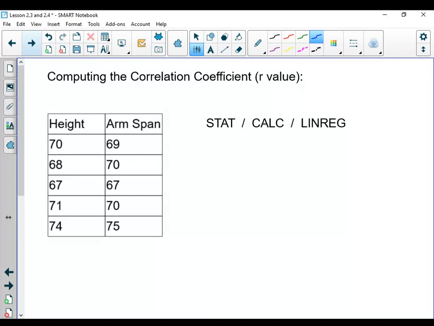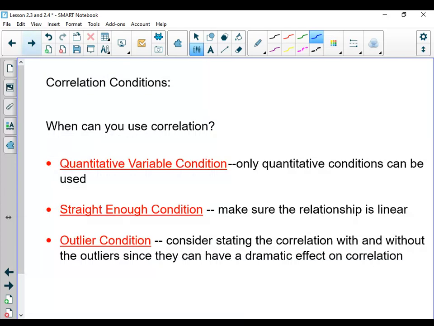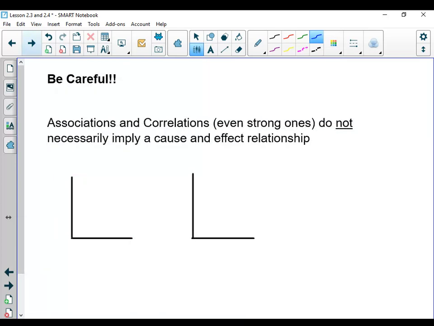That's another example, but to find the correlation, we're going to take these steps. Go stat, over to calculate, and we're going to use the linear regression. That'll help us find our R value. You don't have to do it by hand anymore. That's kind of more the same with that.